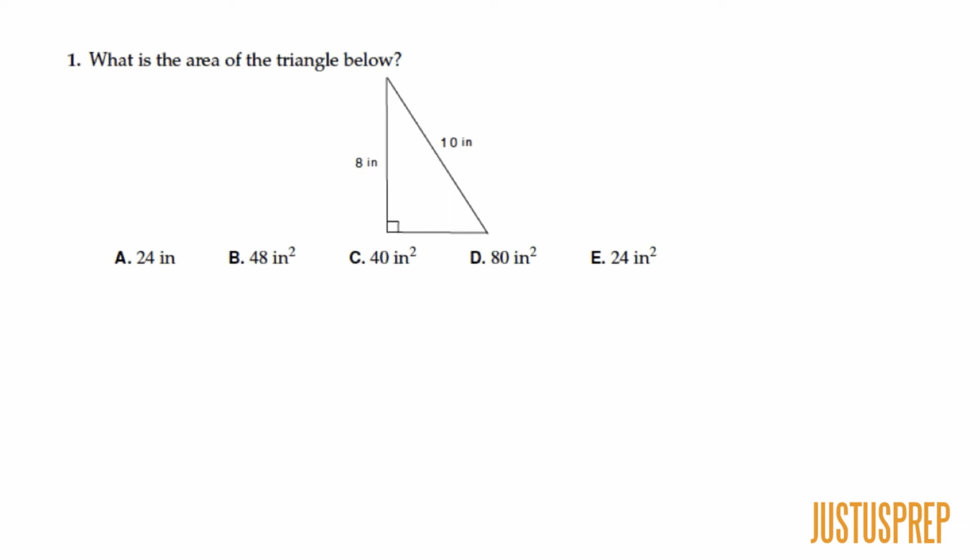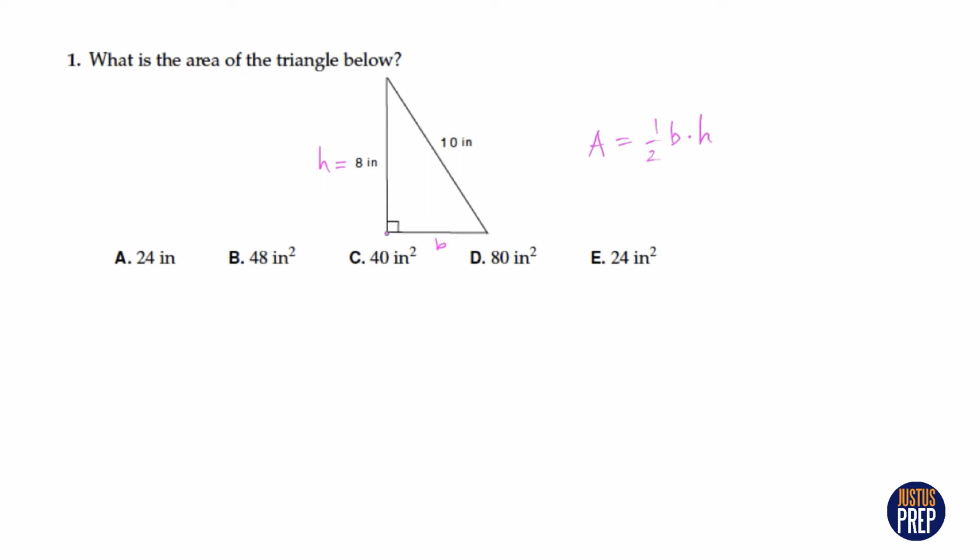Question number 1, what is the area of the triangle below? Here we have a triangle, we have the hypotenuse, which is 10 inches, and we have one of the other sides, which is 8 inches. We need the area. The area of a triangle, we need to know the formula, is 1/2 base times height. So we have the height, our height is 8 inches. We need the base, this base.